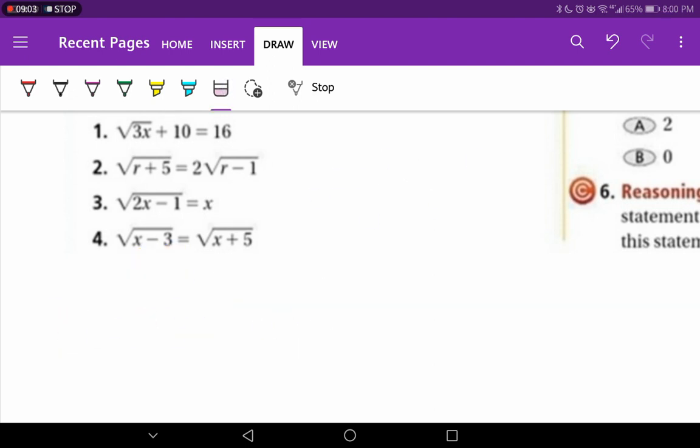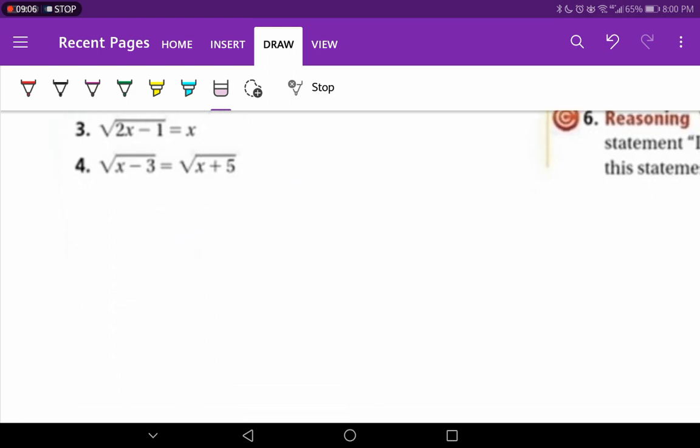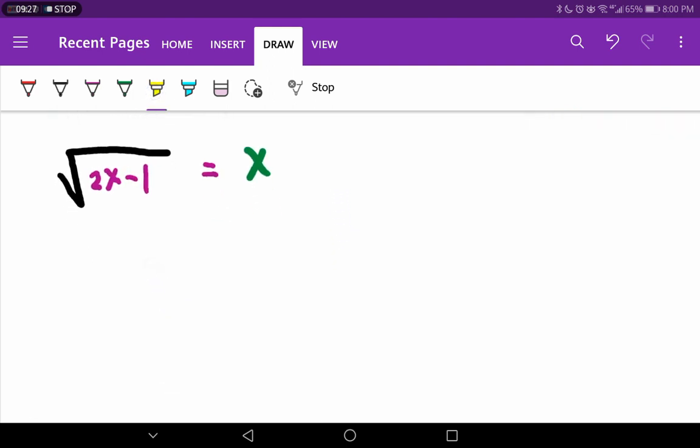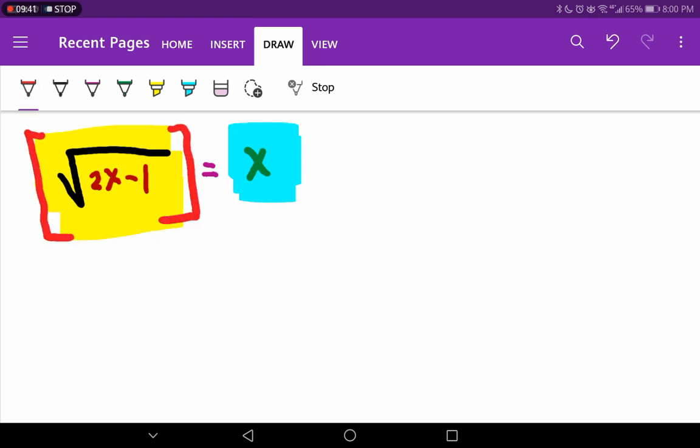Now number 3 here. Number 3 here, it is the radical of 2x minus 1 equals x. As we said before, this is the left side and this is the right side. What is the first step? Great boys. Raise to the power 2 or square both sides.